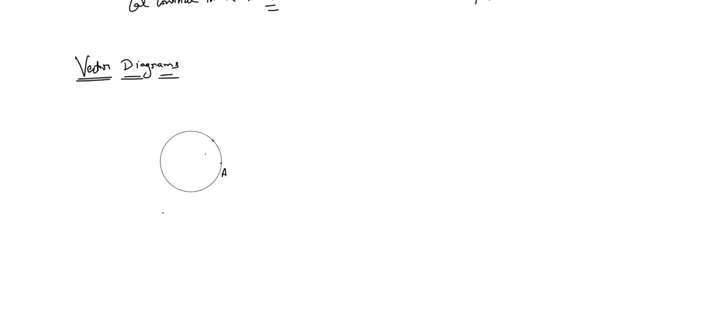Now, on these 2 points, if I have to write the direction of motion, from this point this will be the direction of motion. And if I consider this point, this will be the direction of motion. So let's say this is VA and this is VB, the velocities at those points.